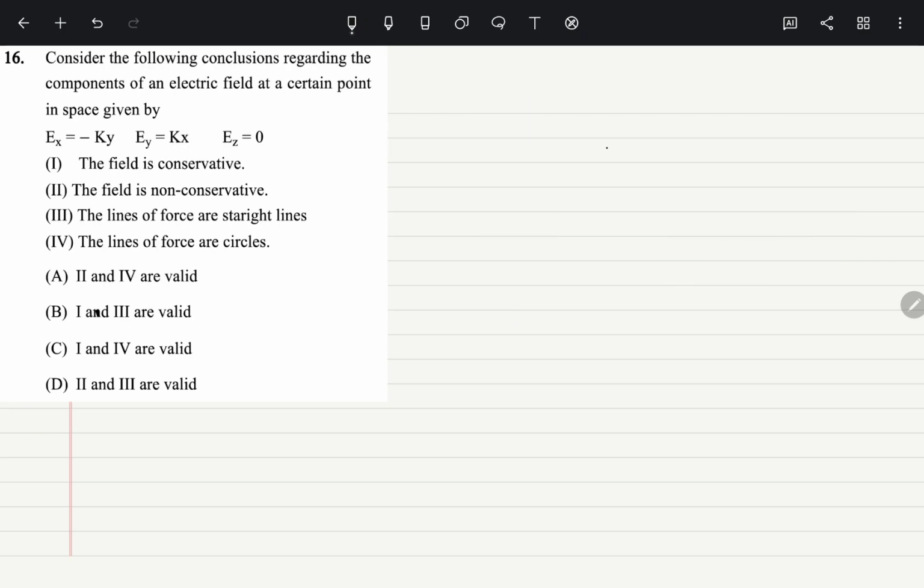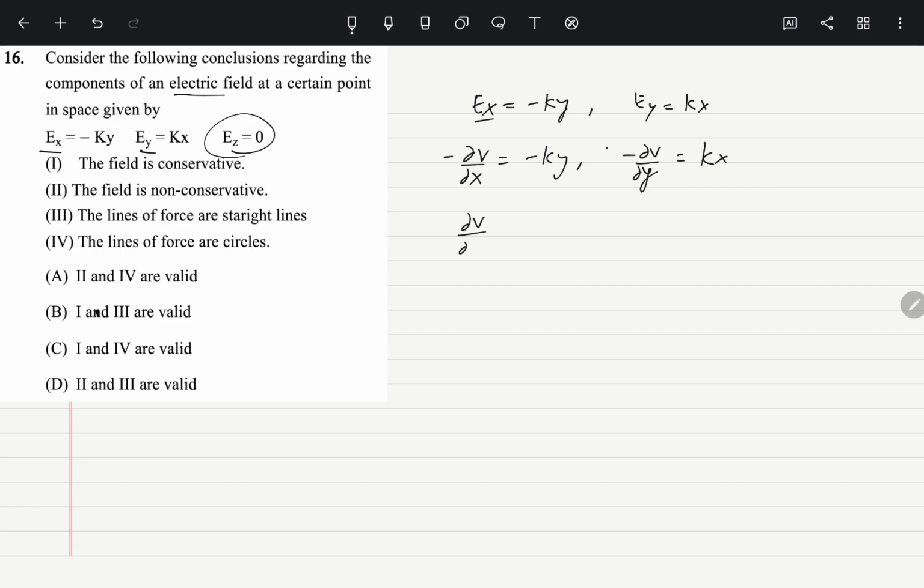Okay, question number 16. The electric field components are given: x component, y component, and z component is 0, and we need to choose the correct option. So first of all, Ex is equal to minus ky and Ey is equal to kx. We know that E can be written as minus del V by del x, so minus del V by del x equal to minus ky, and minus del V by del y is equal to kx. So from here, del V by del x equal to ky, and del V by del y is equal to minus kx.